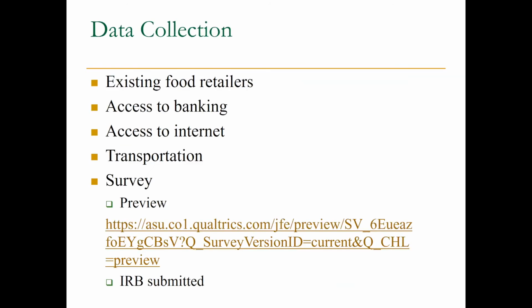For data collection, I've already collected existing food retailers in the region. I still need to collect information about access to banking and internet. I have the information about transportation. For the survey, I've already developed it and submitted it to the IRB. Several colleagues helped me with the survey. I just got a response from the IRB. There's some minor wording in the consent forms that I need to fix. After that, I hope things will be good.